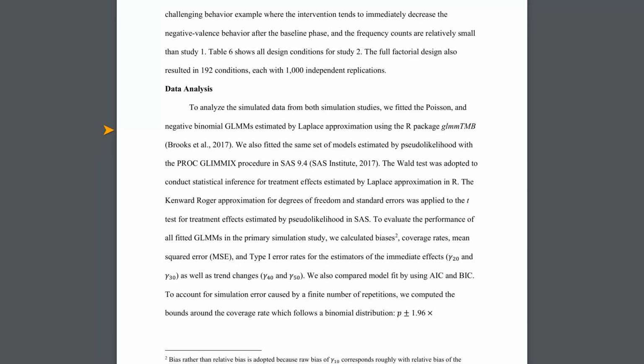Now, coverage rate is a bit trickier to explain. It is essentially how often the statistical confidence intervals produced by the model contain the true effect.